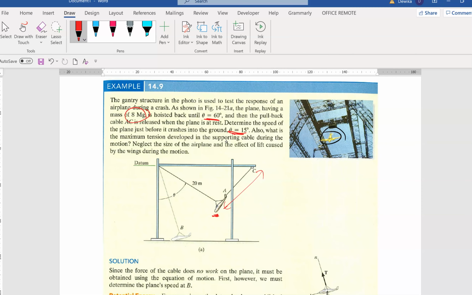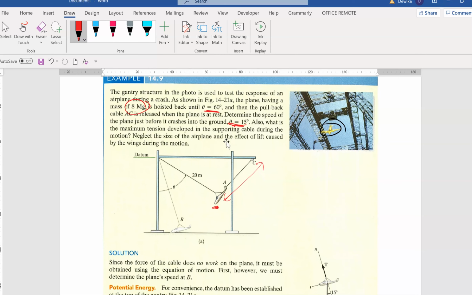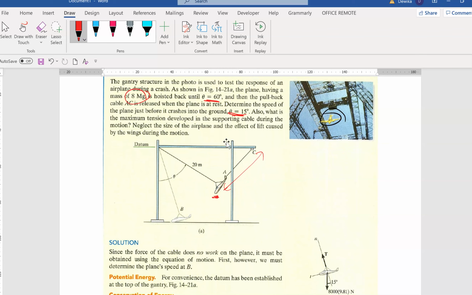Also, what is the maximum tension developed in this supporting cable during the motion? Neglect the size of the airplane and the effect of the lift caused by the wings during the motion. So we are going to ignore the drag, in other words, the friction caused by the air. Otherwise, we are taking everything.